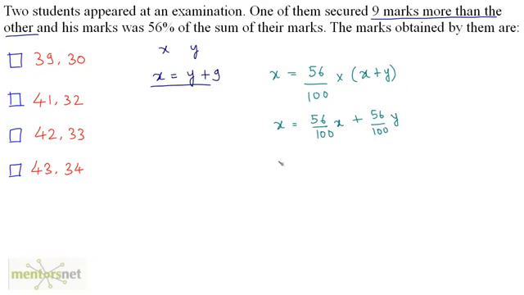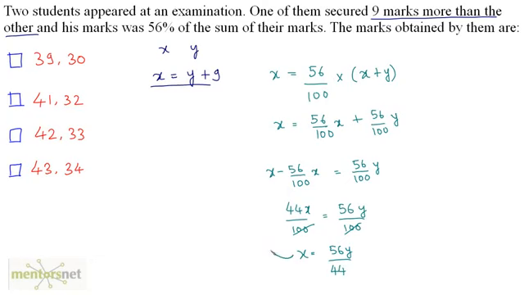Now on the left hand side I have X minus 56 upon 100 X is equals to 56 upon 100 Y. Now I can write this as 100x minus 56x will give you 44x. So 44x upon 100 is equals to 56y upon 100. Now these hundreds gets cancelled out. So x is equals to 56y upon 44. Now I can put this value of x here in this equation to get the value of y.